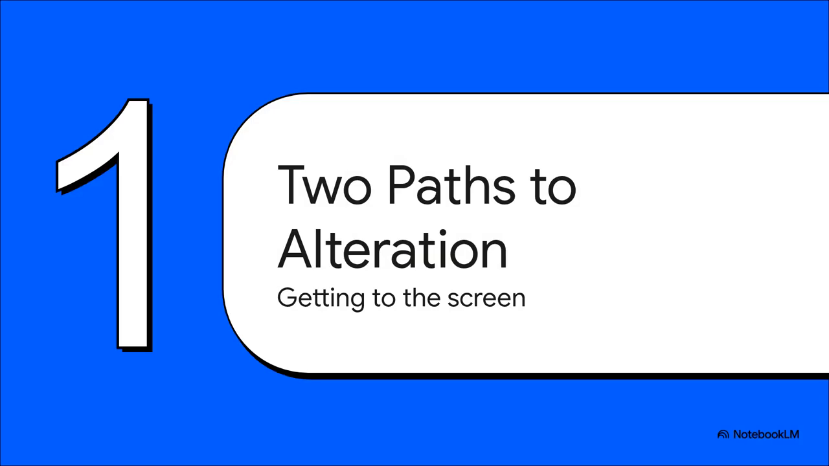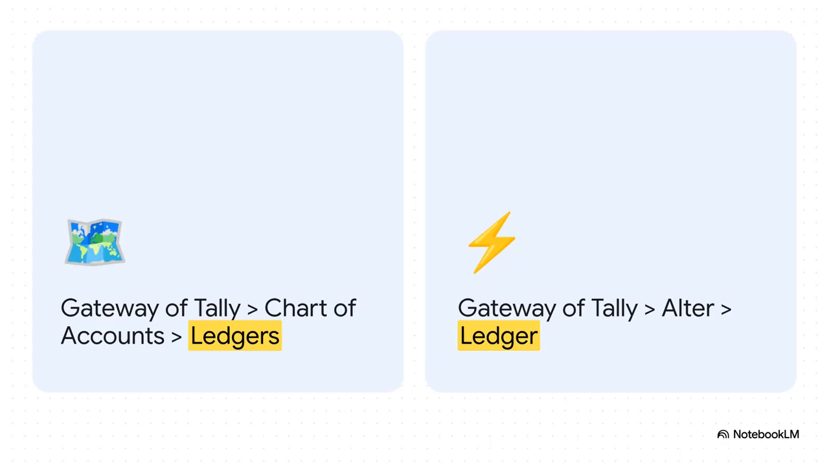So first things first, we need to get to the right screen. This is the Ledger Alteration screen, and TallyPrime actually gives you a couple of different ways to get there, so you can just pick whichever one feels most natural to you. Okay, so you've got two main options here. Method 1, you can go through the chart of accounts, or if you want a more direct route, you can just use the alter command right from the main Gateway of Tally screen. Honestly, it doesn't matter which one you choose, they both land you in the exact same spot.